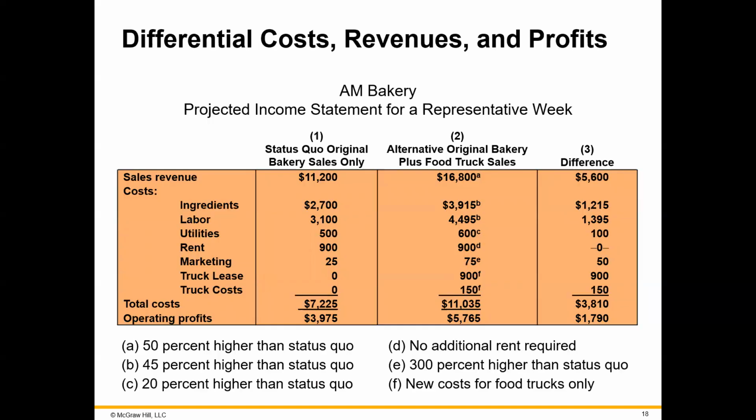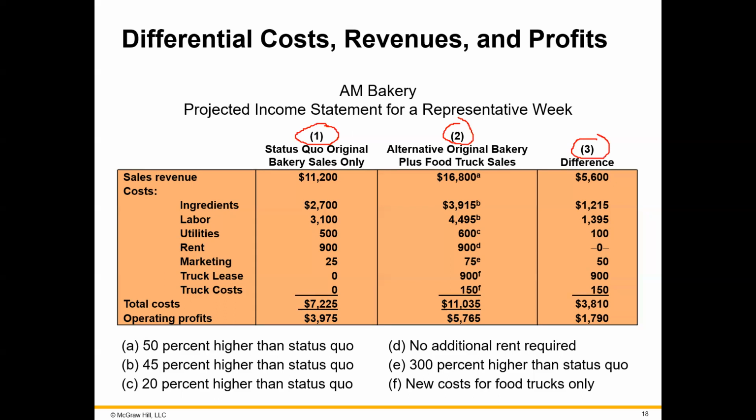Let's take a look at AM Bakery's projected income statement. This is an estimate. These are not exact figures. Column 1 shows the expected revenue and expenses if the bakery decides to stay with its one location. Column 2 shows total revenues and expenses if they expand to include a food truck. And column 3 shows the difference.